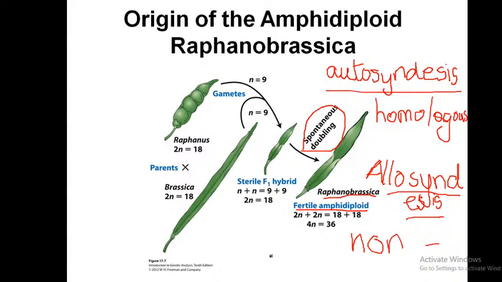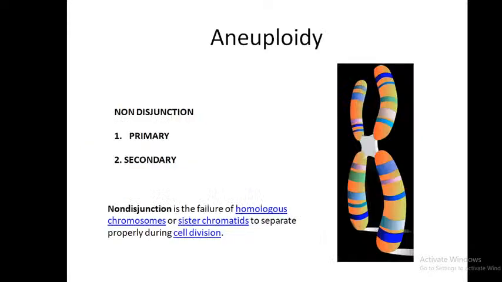Now, with that we came to the end of allopolyploidy. Now we will discuss aneuploidy. What is aneuploidy?